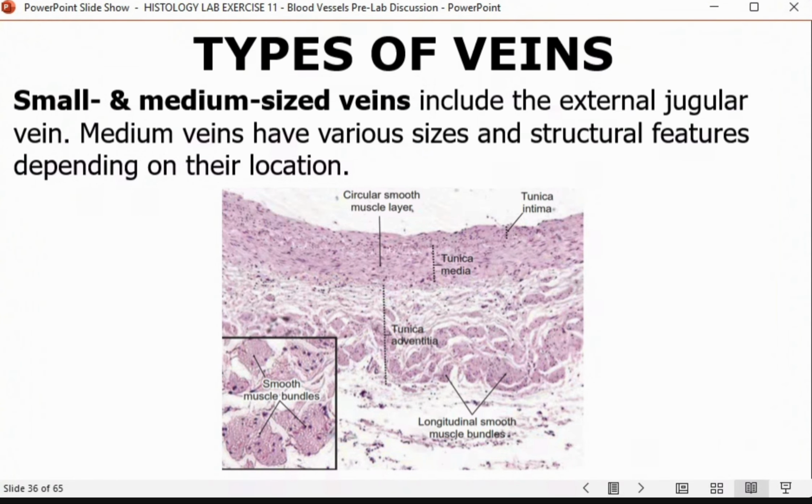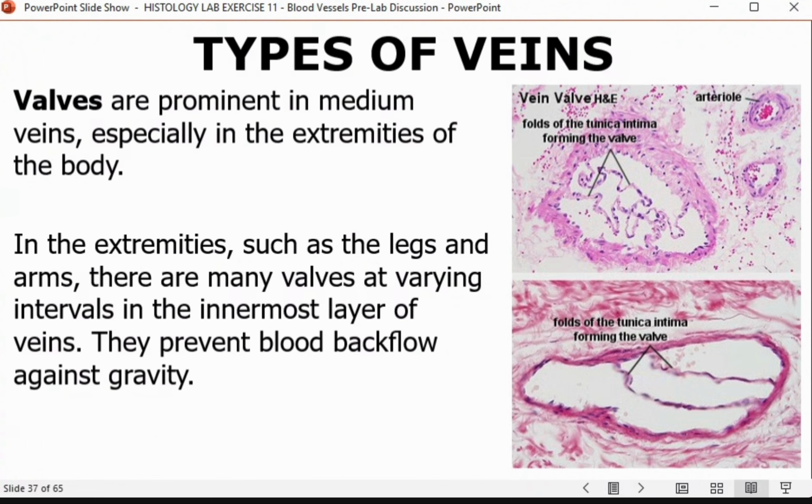Regardless, so that's the small and medium-sized veins. From your medium-sized veins, we will now contain your valves, your vein valves. And the job of the valve is to prevent blood from backflow, or flowing backwards, especially against gravity.